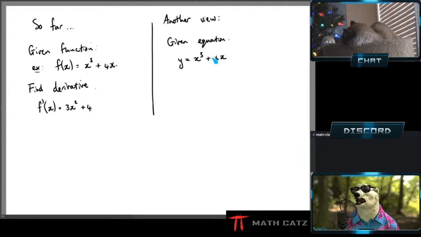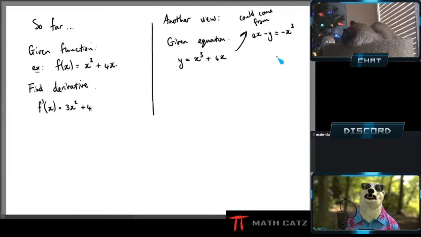So instead of looking at this as a function, I could look at it as an equation. I could shuffle this, right? This could come from something that's a little bit more complicated. I could say 4x minus y equals negative x cubed. That's the same equation, right? It's just shuffled around a little bit to make it look scary. It's the same thing. And by solving for y, it looks a little nicer, and I can then identify it as a function. But it doesn't have to be.